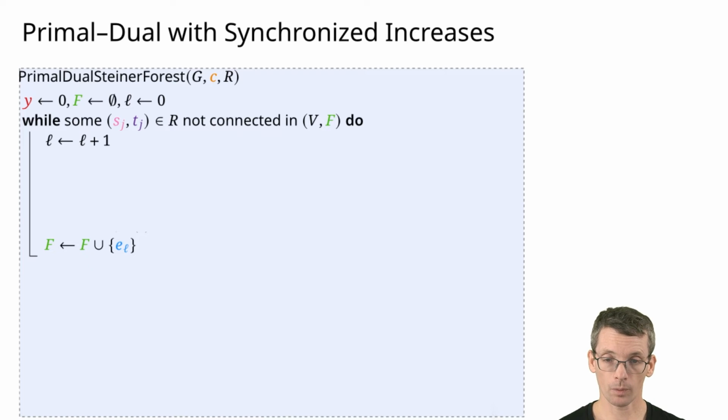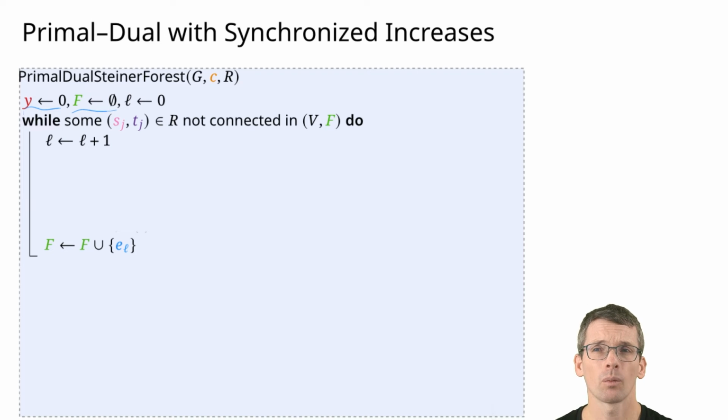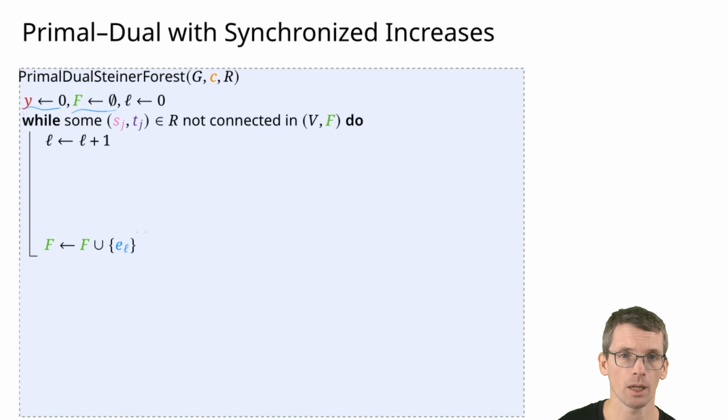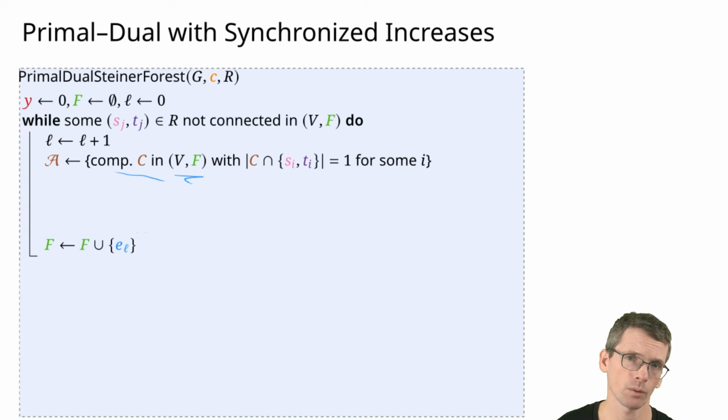So this is now the algorithm that we are considering. So again, we start off with setting all the y to 0. We have so far no edges in our forest. We also have this L variable. So while I still have disconnected Sj, Tj pairs, what do I do? I maintain a set of active sets. Active sets are the components in my current graph, such that this component for some j only contains Sj or Tj. Those are the active components. So those are the sets where I still need outgoing edges.